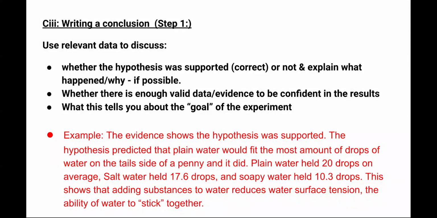So in your conclusion writing, you could say, see in the red text example, the evidence shows that the hypothesis was supported. The hypothesis predicted that plain water would fit the most number of drops on the tail side of a penny. See how specific that writing is, right? It even talks about which side of the penny. Then you're going to again use data, right, so that someone who's reading it can understand and see clearly, yes, there is evidence here to say that this is the case.